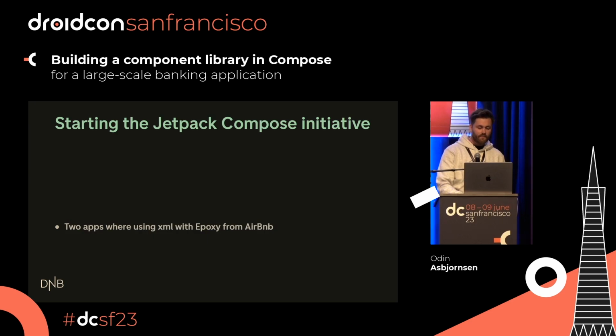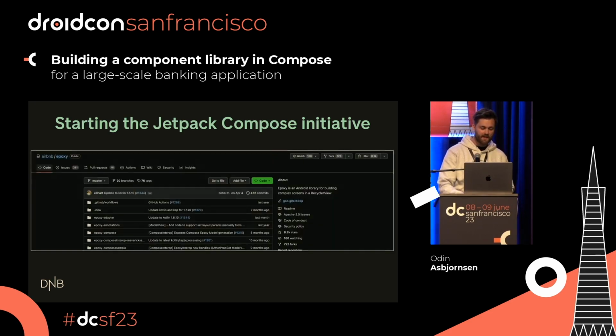So we also had two of our applications that were using XML with Epoxy, which is a library from Airbnb, which you might have used. It helps you manage your RecyclerViews heavily. And for us, that meant that we had also introduced some of the state management for our apps. So they had some of the unidirectional data flow inside, and some of the developers had that principle in mind. So it was a bit easier for them to adopt Compose.